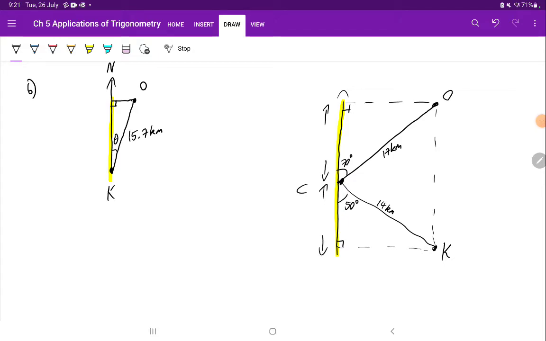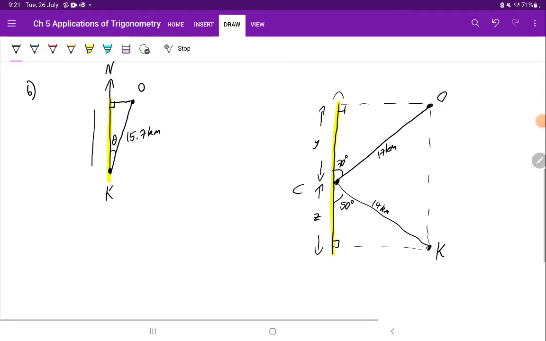They're called Y and Z. And then once we've got these lengths, we can add them together, and that's going to give us this total length here, which is the vertical distance, the north-south distance that K and O are from each other. So let's look at Y first. Well, according to Y, this is the hypotenuse and this is the angle 70. And this is the adjacent according to that angle 70. So we're going to be using cosine.